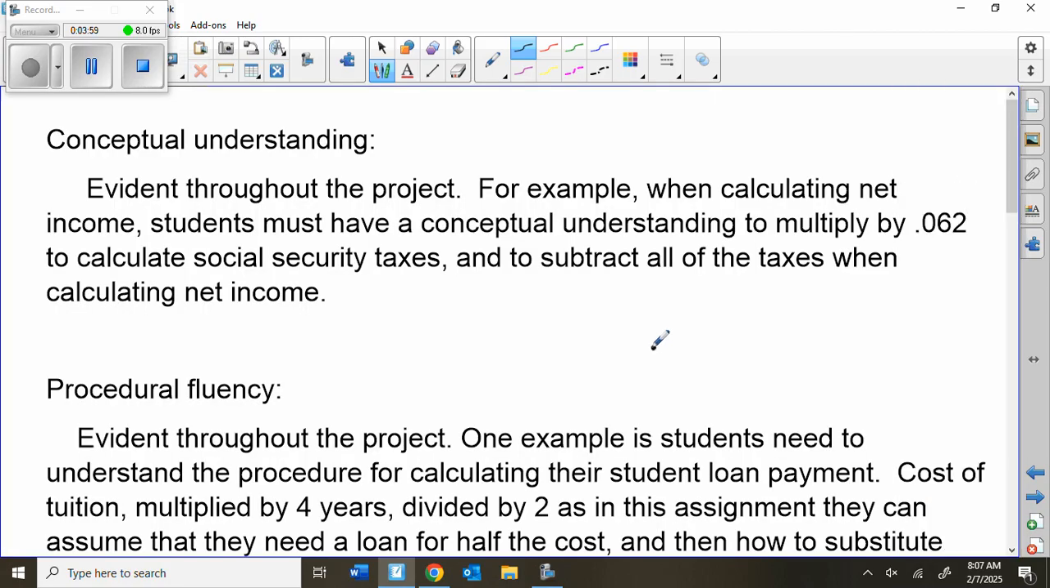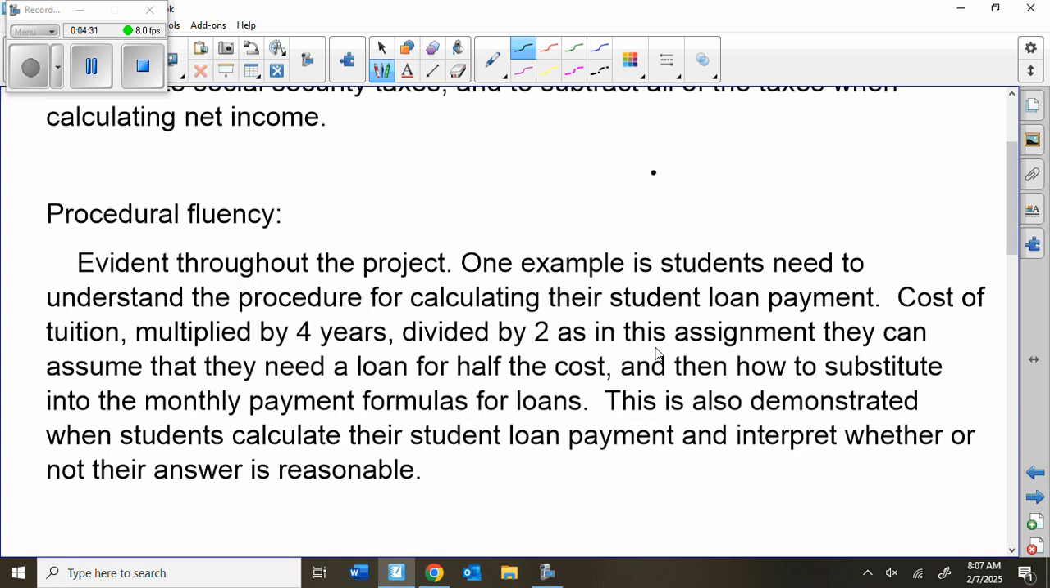The next part of the project, I'm just going to read the slides to you. So my conceptual understanding was evident throughout the project. One example is when calculating net income, students must have a conceptual understanding to multiply by 0.062 when you calculate Social Security taxes from their income and subtract all of the taxes when calculating net income. That is not obvious to many of them when we start our tax unit.